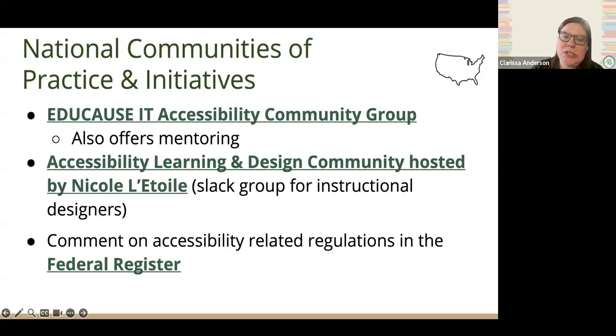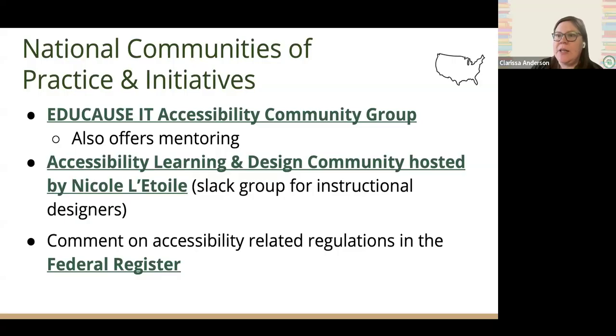In terms of the nation, there are a lot of different resources. I just included some here that I've been involved in. If your institution is an EDUCAUSE institutional member, they do have accessibility community groups. I would say that one's more technical, but things like their instructional design or online learning community groups are also really great places to ask questions about accessibility for advice. For the instructional designers in the room who are interested in accessibility, there is a Slack community that could be of interest as well.